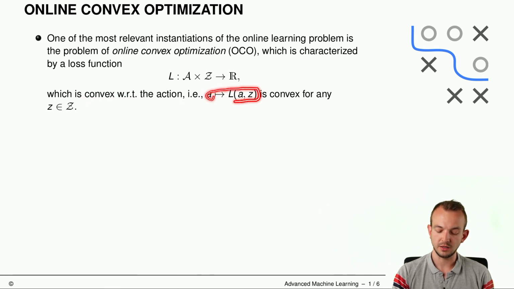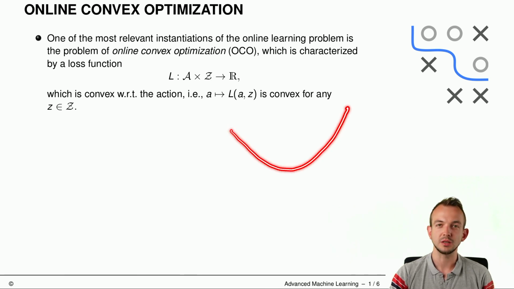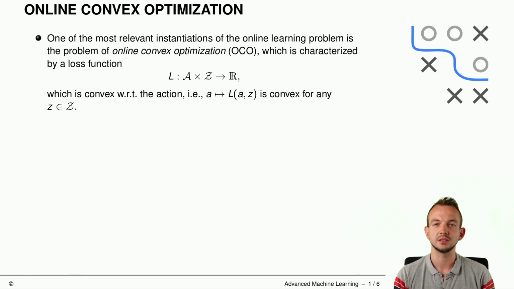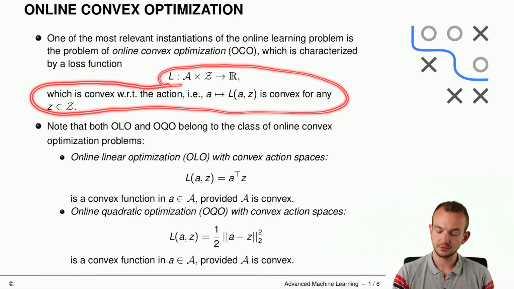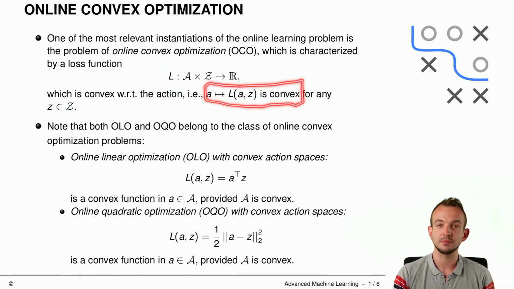So when we simply look at the function as a function of a, for some arbitrary environmental data point z, then this function is convex. So it has the typical convex shape if we would plot it with respect to a in the one-dimensional case, and in the two-dimensional case it has this bowl-shaped behavior. And both the online linear optimization problem and also the online quadratic optimization problem belong to this broader class of online convex optimization. Because this is the characterization we have due to the loss function. It needs to be convex with respect to the action component.